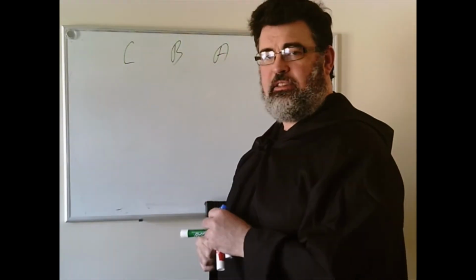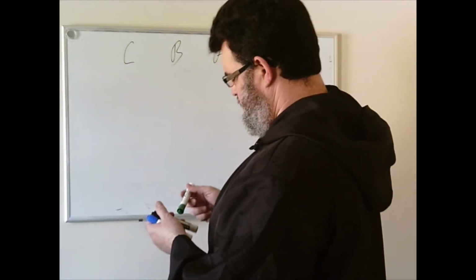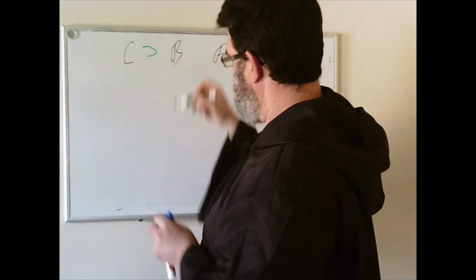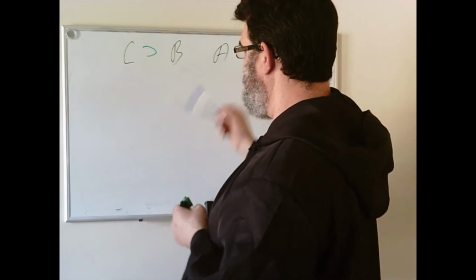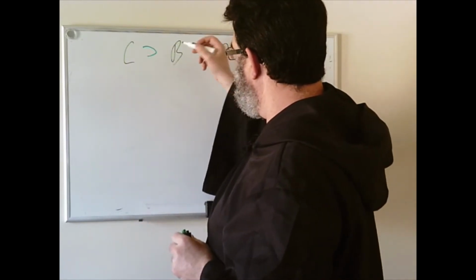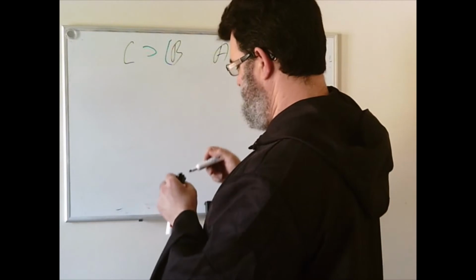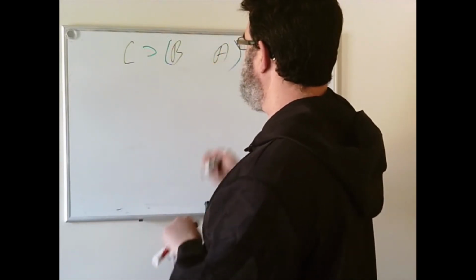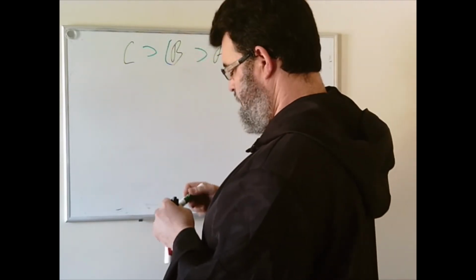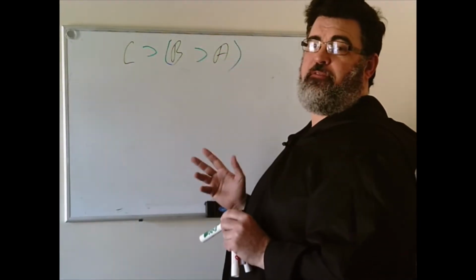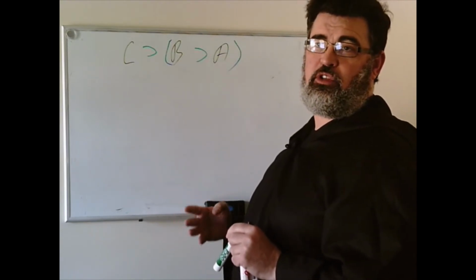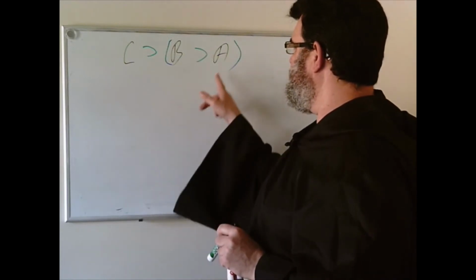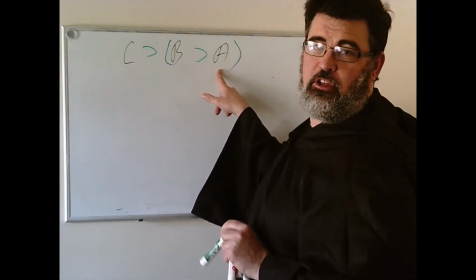Now I have three letters, C, B, and A, and I am going to use a conditional, and because I have three letters and multiple operators, I need parentheses, and I'm going to go ahead and do another conditional in here. Now I have three letters, so the first letter is going to get half trues and half falses. But wait a minute, which letter is the first letter? Because the A is over here, and A is the first letter of the alphabet.